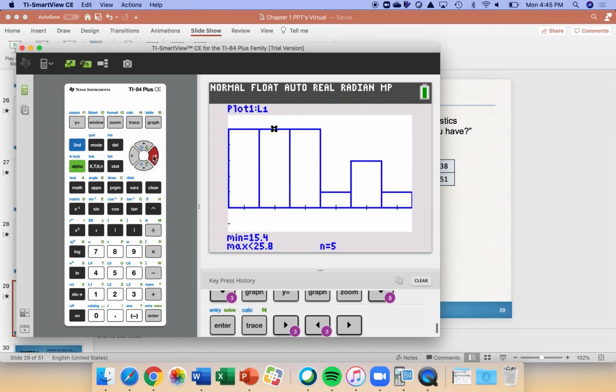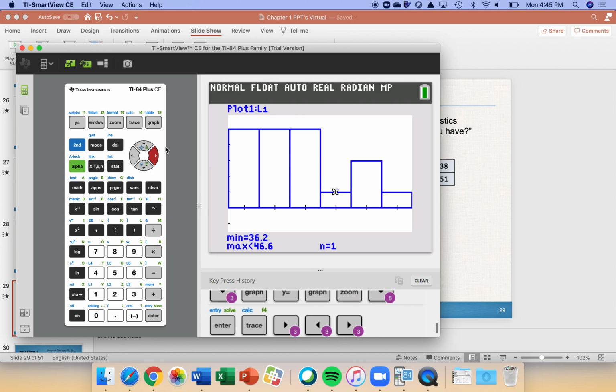If I scroll over, you'll see that I have 5 students that own 15.4 to 25.8 shoes. I can scroll over some more and go down here. It says 1 student owns 36.2 to 46.6 shoes. Now you might be thinking, wow, this is weird. Why do I have so many decimals when I talk about the number of shoes? Well, your calculator calculated these widths for you, but you can certainly change the width once you're here.